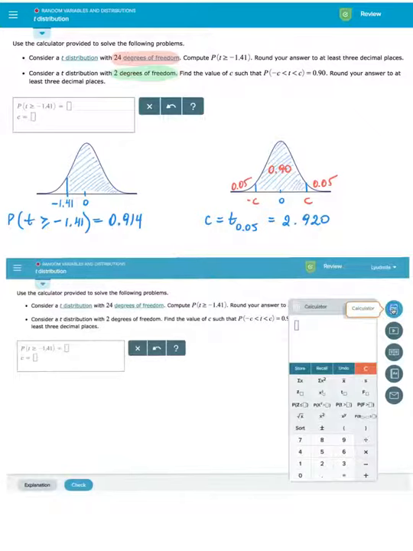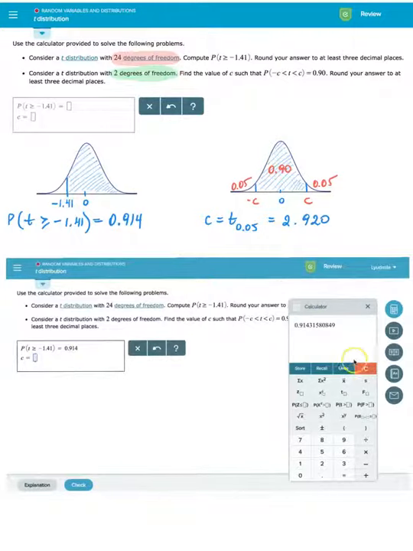I'm opening a calculator and I'm using p of t greater than something. Notice I need to enter the boundary point of negative 1.41 and specify degrees of freedom of 24. And this gives me 0.914 rounded to 3 decimal places as requested.